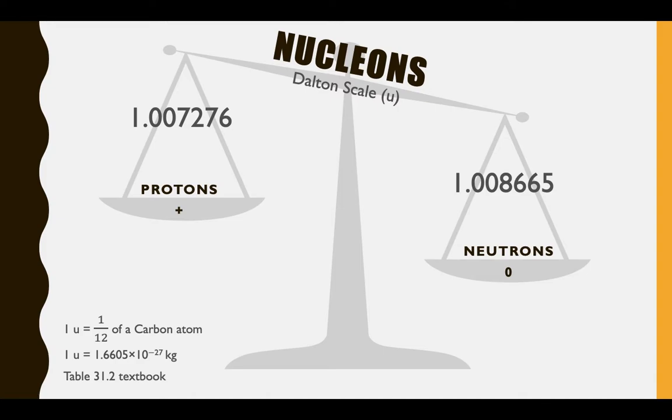You're probably wondering, well, why aren't they 1? Why isn't a proton 1 and neutron 1? The scale U was actually originally made so that a carbon atom would have exactly 12 U. And you think, well, it has 6 protons and 6 neutrons, right? So it still should be 1.